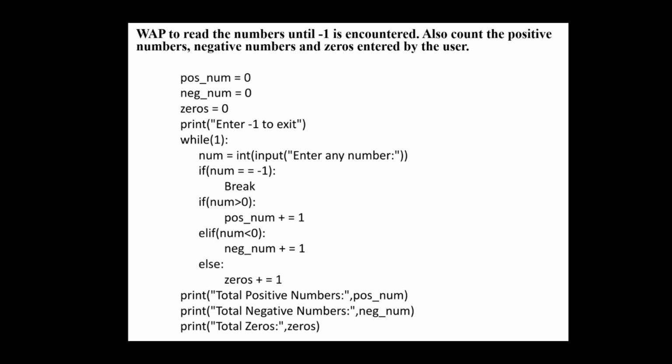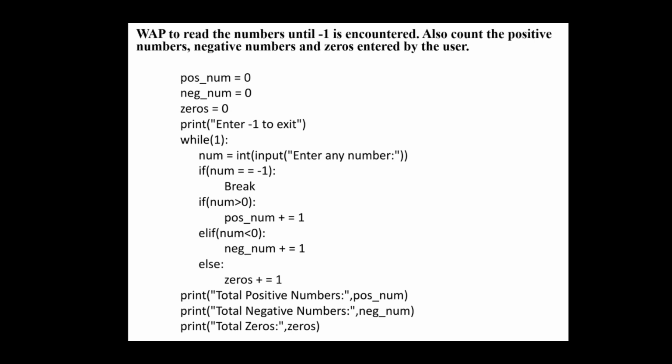Now we put from the user -9. Now num == -1, that is -9 == -1, false. num > 0, that is -9 > 0, false. num < 0, that is -9 < 0, true. So negative number is incremented by 1, previously it was 2. Now 2 plus 1 equal to 3. Now ask the user to enter another number.